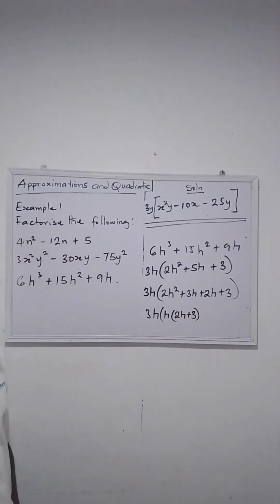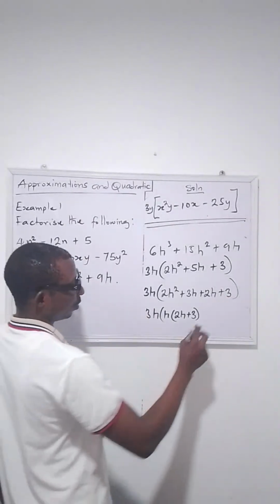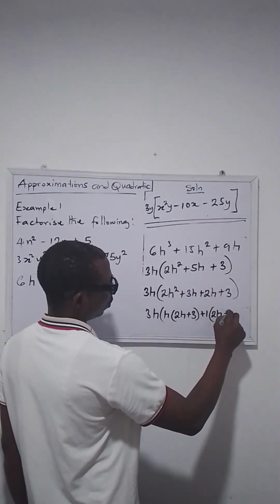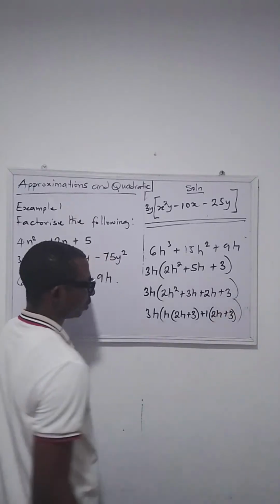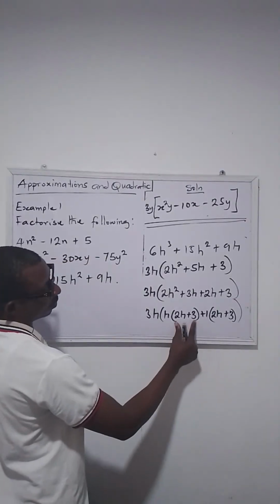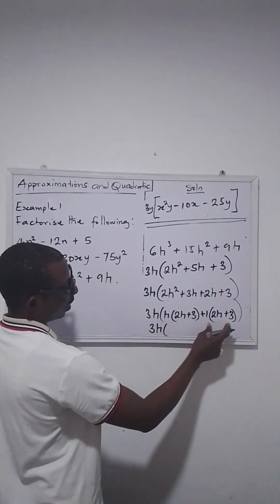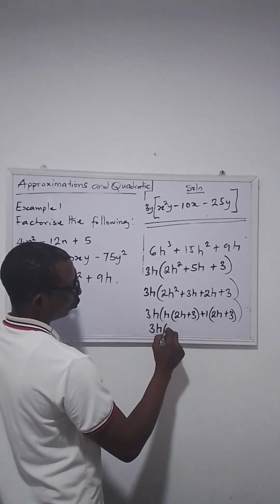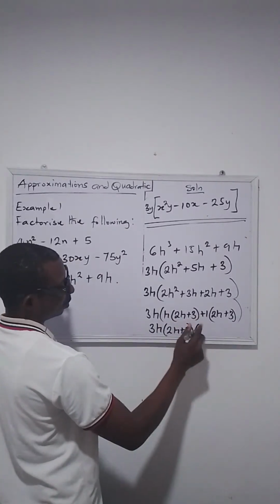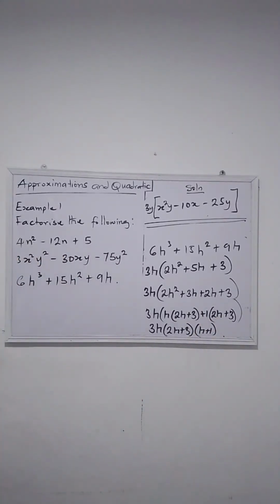So now let's look at the next one. What is the GCD here? It's just 1. So we have plus 1. When you divide this by 1, you have 2h plus 3. So now inside the big bracket, you can factorize this. We have 3h. When you factorize, you bring this out, so you have 2h plus 3, and you are left with h plus 1. That is going to be the answer to that.